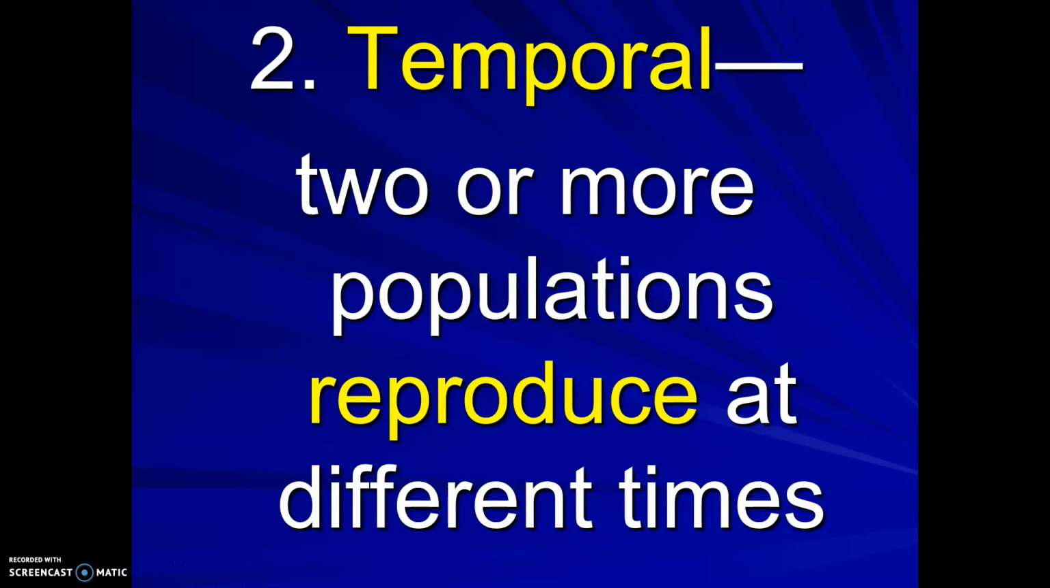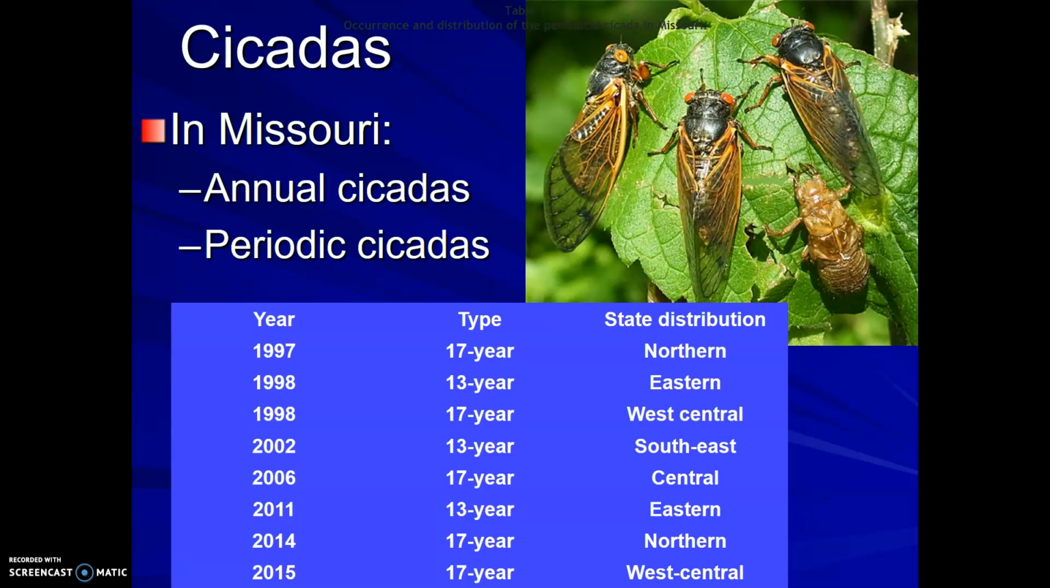The other cause is temporal. This is where two or more populations reproduce at different times. So it has to do with their reproduction times. These nasty cicadas, these guys are gross. There's a 13-year cycle one and a 17-year cycle one, and they come out. We do have annual ones, but these are the periodic ones where they come out, and even though they look similar, they come out at different times, so they cannot interbreed.